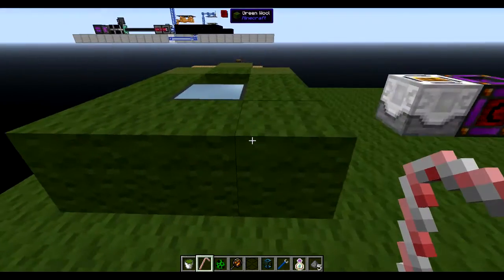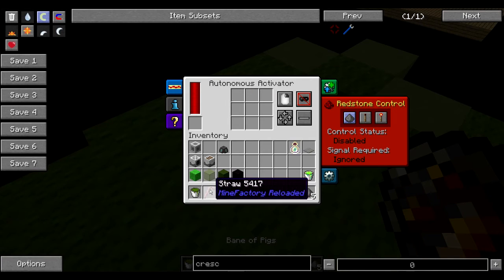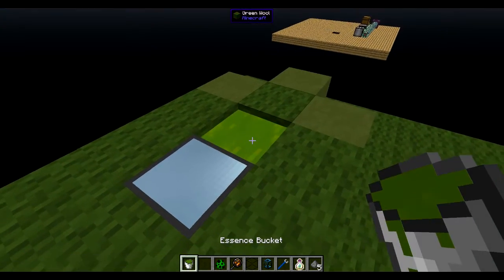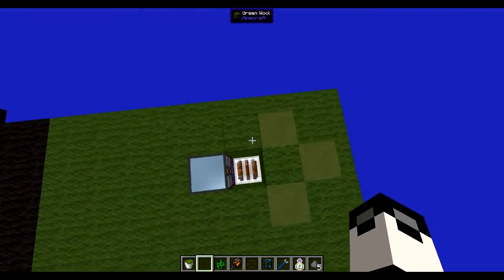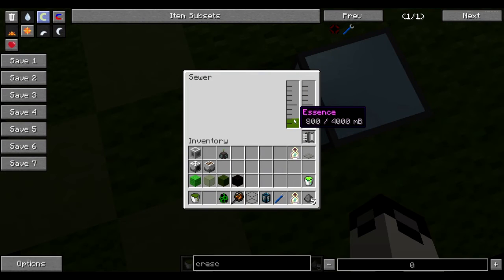So the mob essence can also be drunk by the autonomous activator. For example, if we do first slot only, place this here, it will drink that and drop it as orbs onto our collector of choice. This time we use a sewer, and that will generate 800 millibuckets of essence this time. That's way more efficient than the bottle of enchanting, but it's still a loss of 20%. That's not something we like.